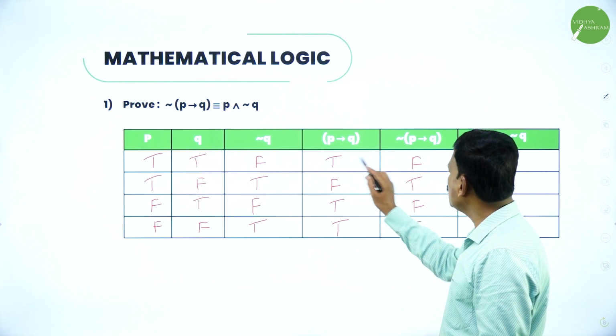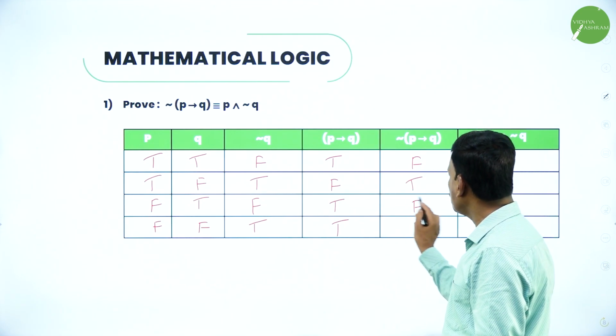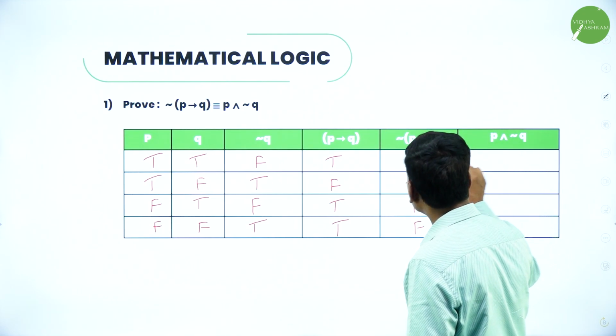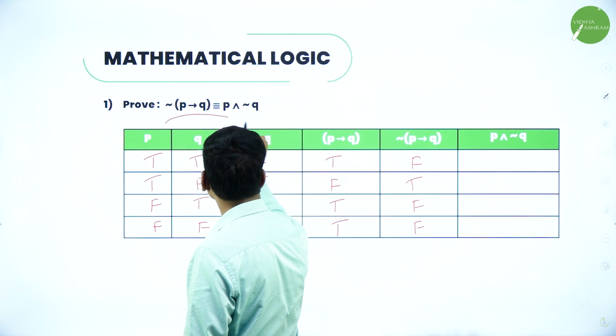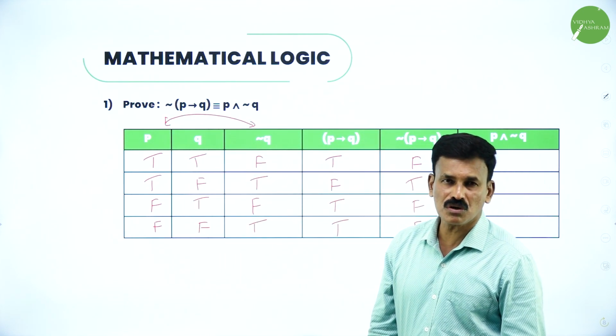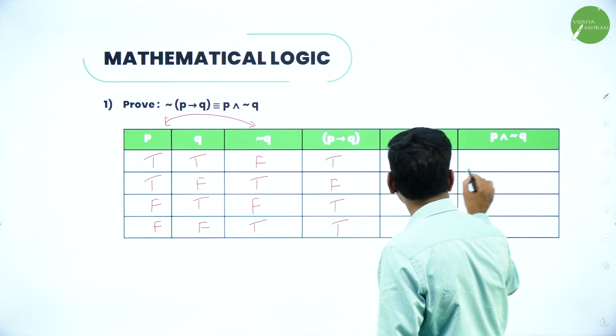So the negation of T is F, F is T, negation of T is F, negation of T is F. Now write down the conjunction for P and negation Q. So the conjunction for these two. Conjunction means true and true is true. In all other cases it is false. So true and true is true.